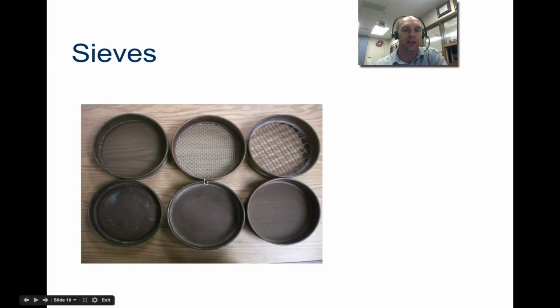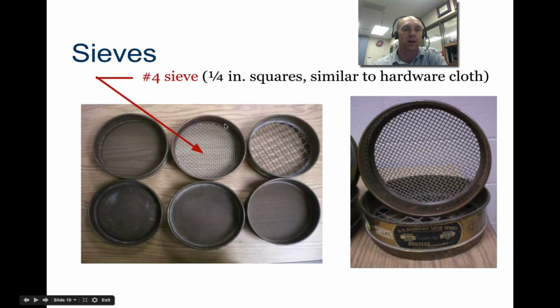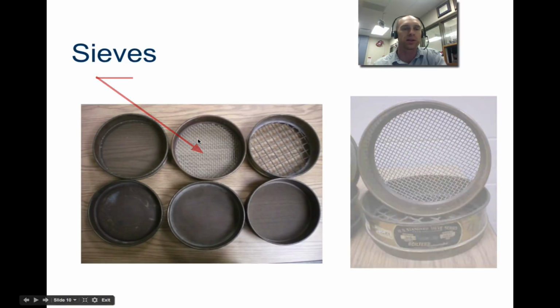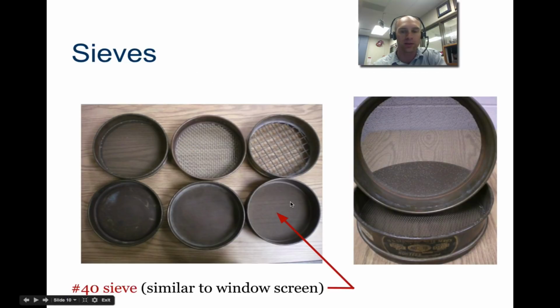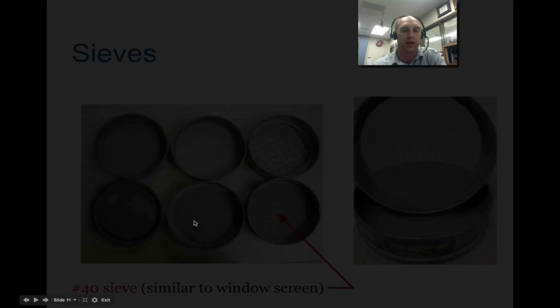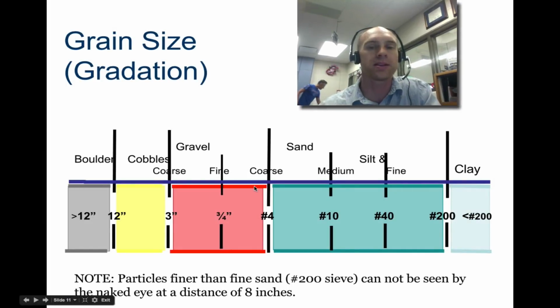So these are the sieves. Again, we only have two different sieves and a pan that we place them into. So a number 4 sieve, for example, is a 1/4 inch square, and they're calling it similar to hardware cloth. And again, you're going to be using some of these. A 40 sieve, which is the other one that you're going to use, is similar to a window screen. So we're using a number 4 and a 40. And then here's your grain size.